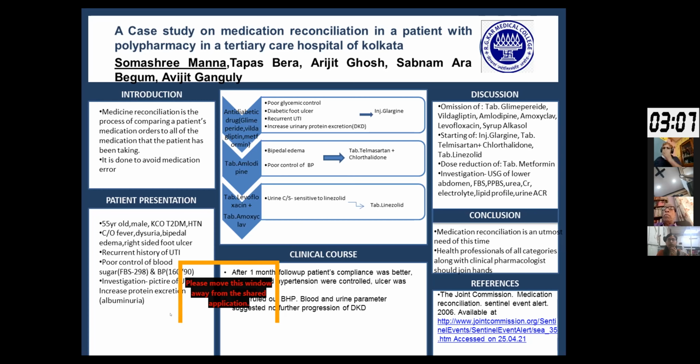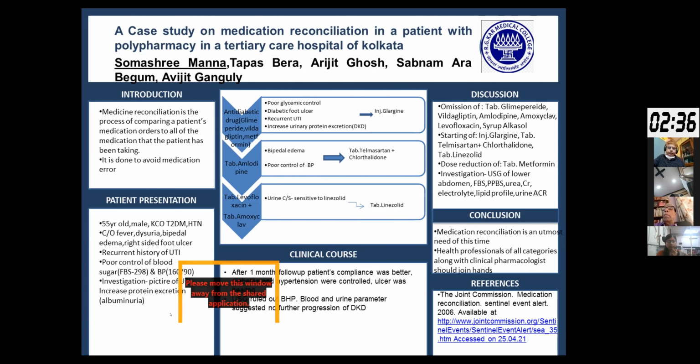The case scenario was a 55-year-old male diabetic hypertensive patient referred from medicine OPD to a therapeutic clinic complaining of fever, dysuria, right-sided diabetic foot ulcer, and bipedal edema. He was on more than 5 medications, namely vildagliptin, metformin, glimepiride, amlodipine, amoxicillin, levofloxacin, and alkazol.